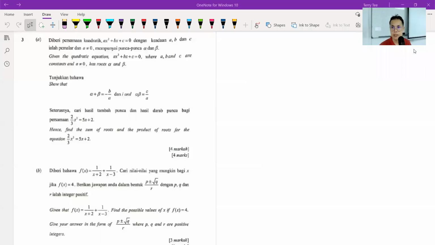Okay, question number 3. This is from the chapter quadratic functions. So the first part is very interesting. You are supposed to prove or show that alpha plus beta is minus b over a and alpha times beta is c over a. You're given a quadratic equation, ax squared plus bx plus c, and it has roots of alpha and beta. So in order to show this, I think it's best we start off from the roots. We know that your roots are alpha and beta.